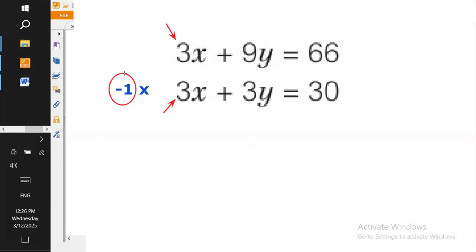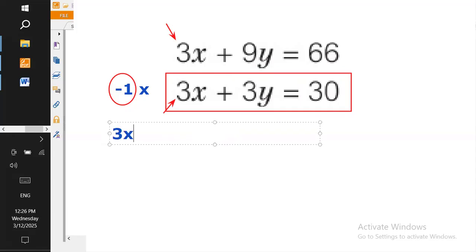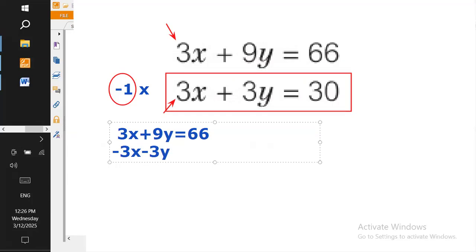So negative one, you multiply it by the whole equation, like this. Basically, the negative one just changes the sign for all of them. So let's first write the equation here. 3x plus 9y equals 66. And then the second equation after multiplying, we just change the sign. So negative 3x and then negative 3y and then equals negative 30. Okay. So basically, only the signs change because of this multiplication.